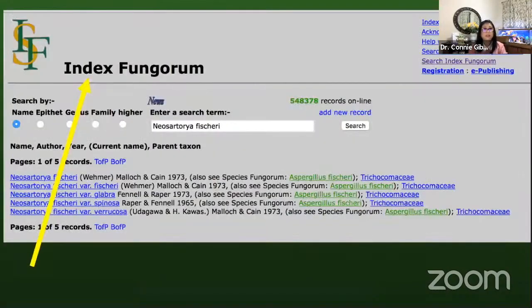So here is Index Fungorum. So as you can see, the name listed in blue, for example, Neosartorya fischeri, is the old name, and the one in green is the current name. So that's how you check for the current names. Okay.